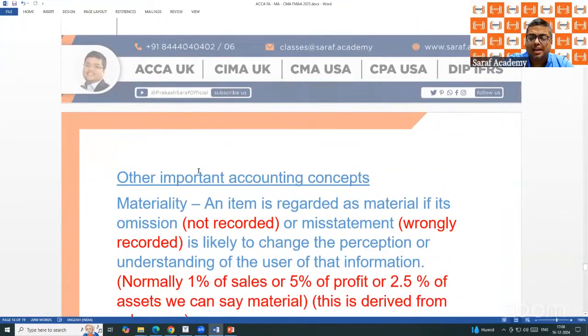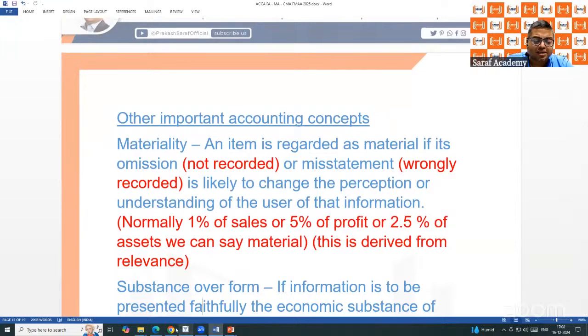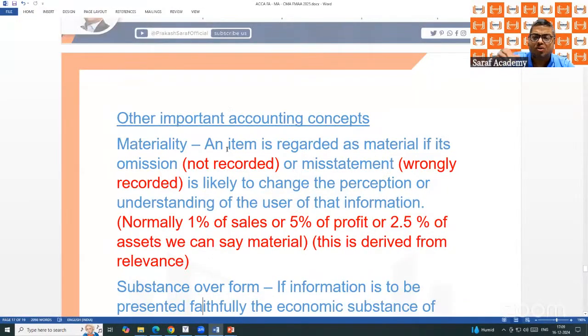First of all, materiality. Suppose in the PL account of ITC, you are able to see an item called other expense. What is this other expense? Why is the breakup not given? Because the other expenses are so many small figures, so many small things that on the face of the PL account, we are not writing that item.